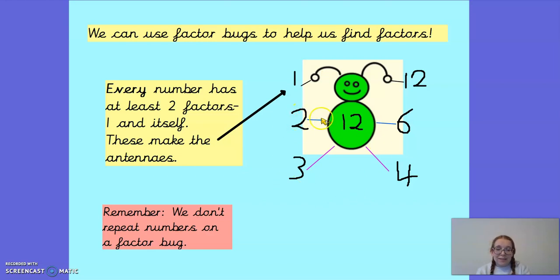Then I've gone round and I've added the legs. So I've got 2 and 6 and 3 and 4. Now I know that I don't need to repeat my numbers, so I haven't gone on to add another one of 4 and then 3 again, because then my bug has too many legs and it gets a little bit confusing. So I've stopped when I've got to 3 and 4 because I know my next one would be 4 and 3.